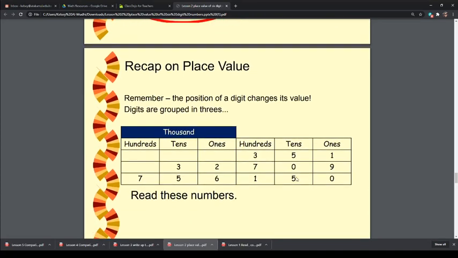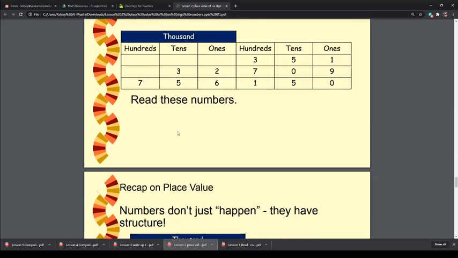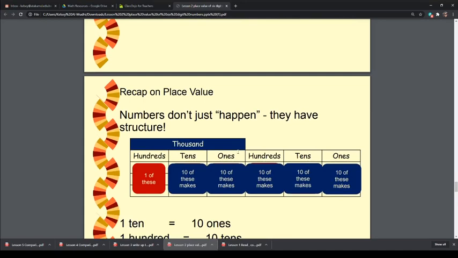Recap on place value. Remember, the position of the digit changes its value. Digits are grouped into threes. So if this one was moved into the tens, 10,000s, it would completely change its value. Numbers just don't happen, they have structure.